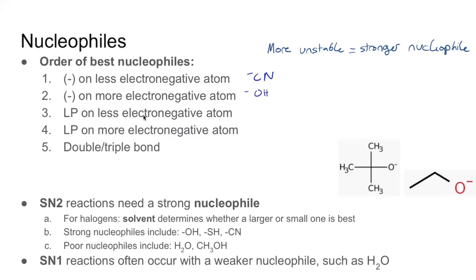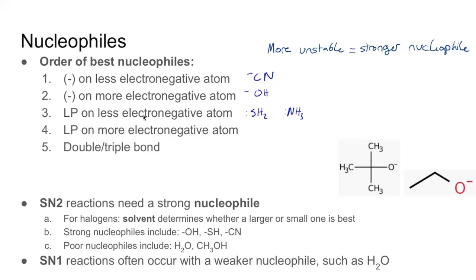Next, we have a lone pair on a less electronegative atom. Some good examples of this might be SH2, where we've got our lone pair on the sulfur right here, or NH3. Both of these are less electronegative than oxygen, which is a good rule of thumb for thinking about atoms that are less electronegative: compare them to oxygen in terms of electronegativity.